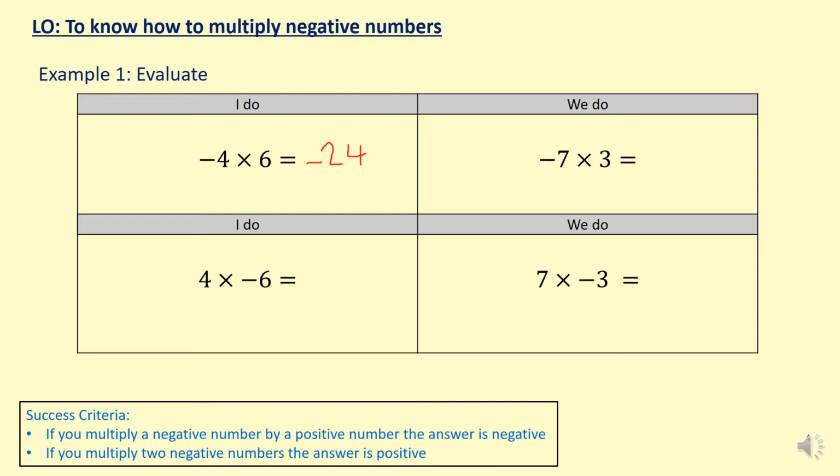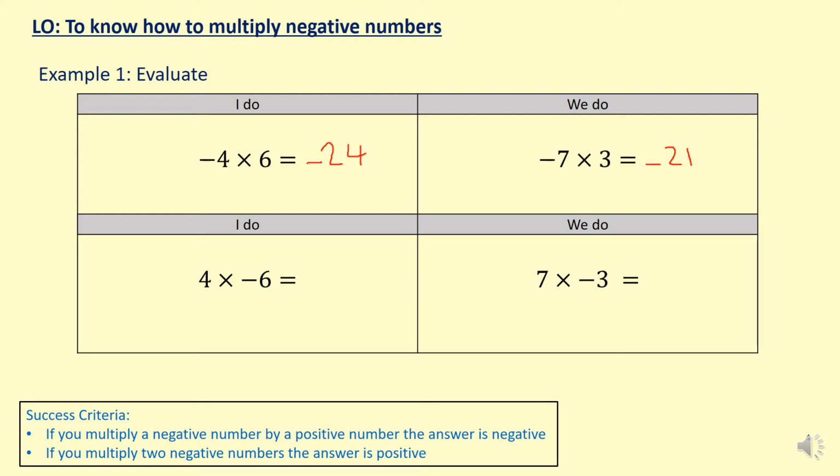Okay, now let's quickly go to the answer for the first video. As I said, 7 times 3 is 21. And then you have a positive times a negative, so your answer is negative. So your answer is negative 21.